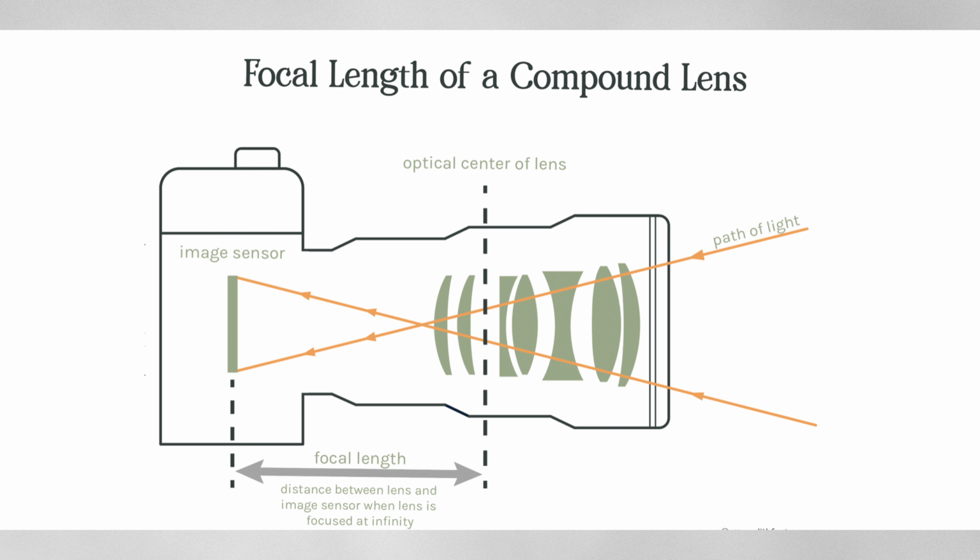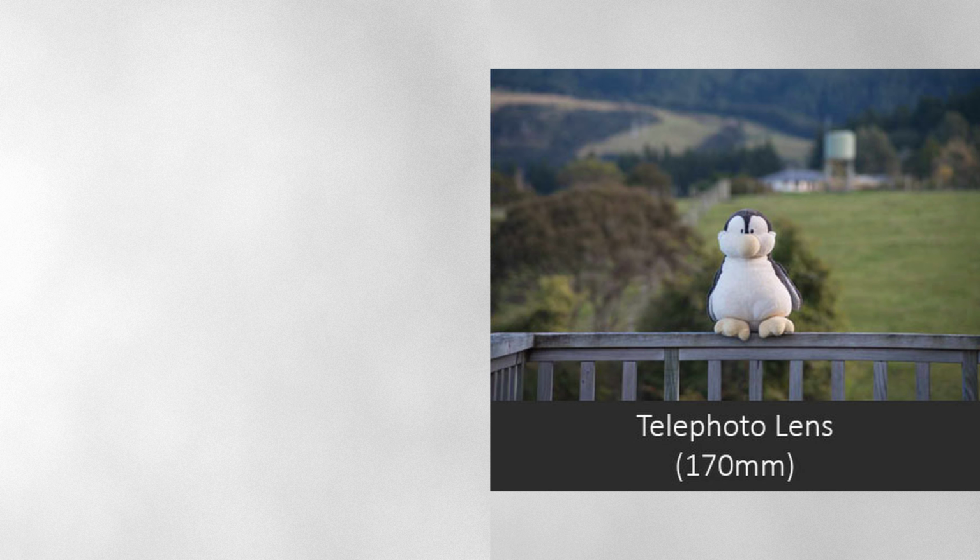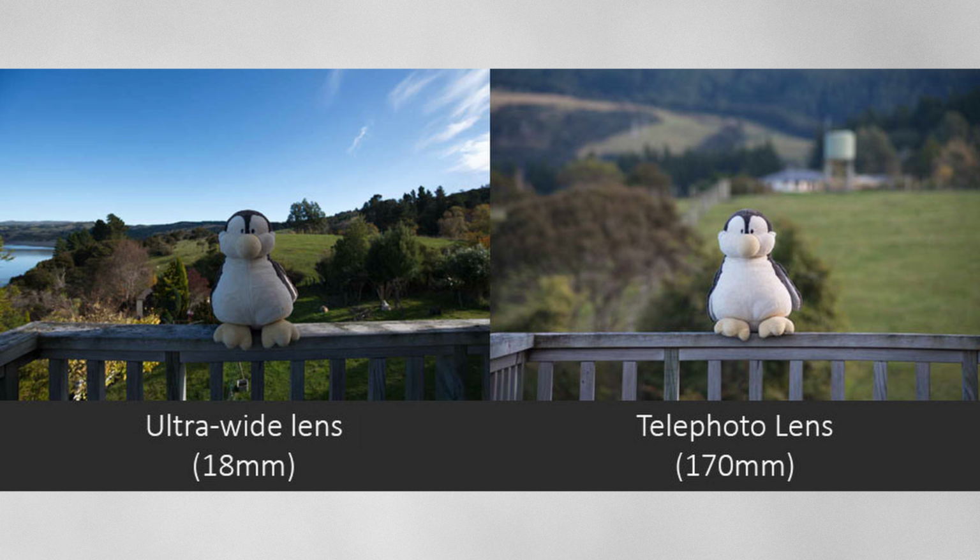It's basically the distance between the optical center of your lens and the camera sensor measured in millimeters. But here is the easiest way to think about it. The longer the focal length, the more zoomed in and narrow your angle of view will be. The shorter the focal length, the wider the angle of view will be. Now let's go back to the difference between those focal lengths.